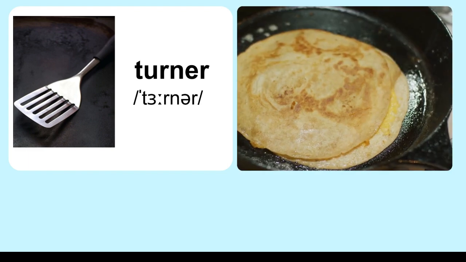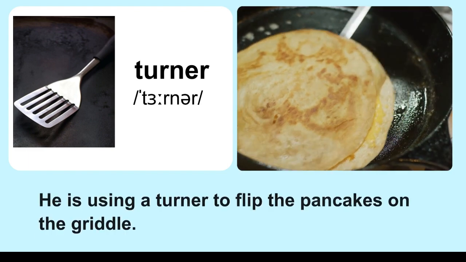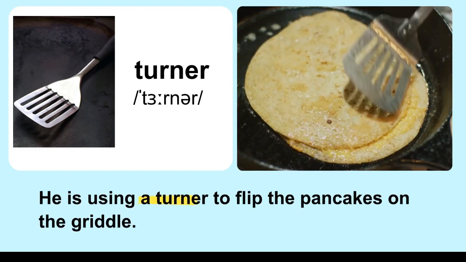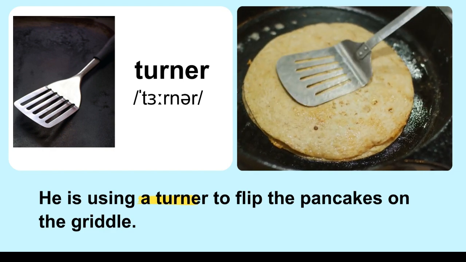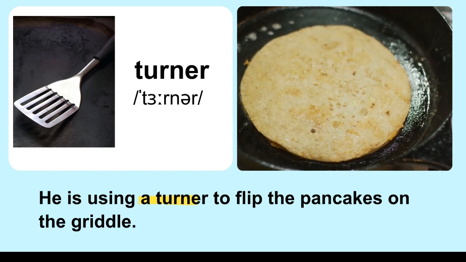What is this called? Turner. He is using a turner to flip the pancakes on the griddle.